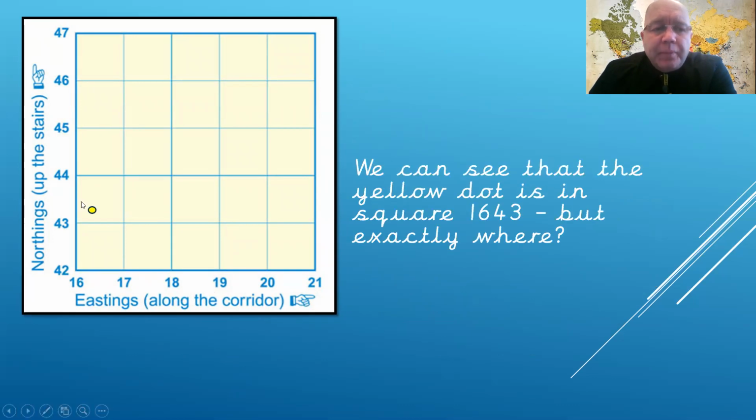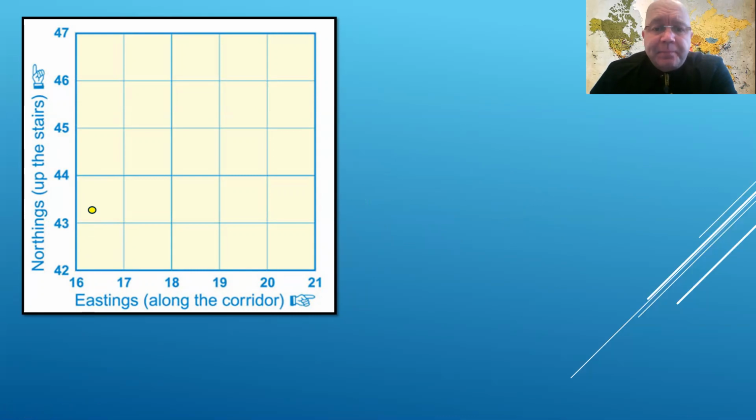Okay, so here we've got a much smaller spot, so we can be more precise and say exactly where within this square it is. Now we can see that it's inside the 1643 box. It's in that square. But exactly where? That's where the 6-figure reference comes in. It helps us be more precise.